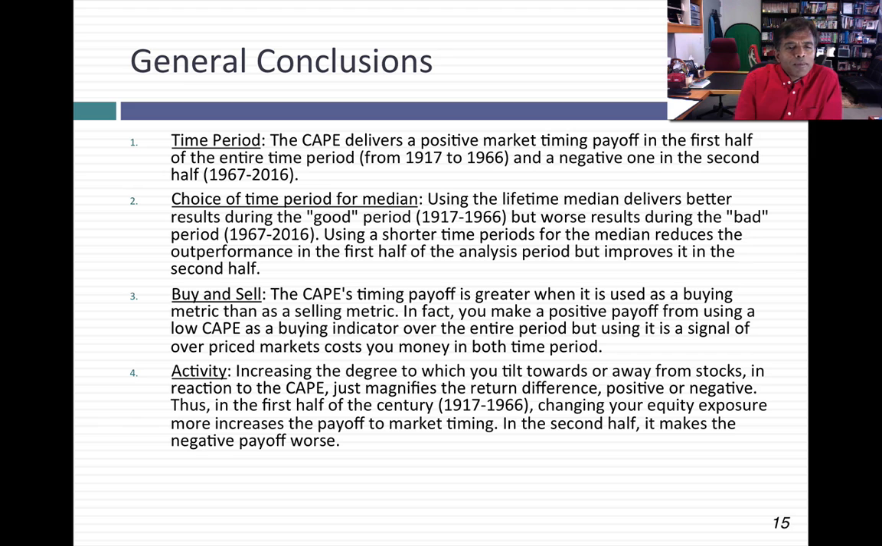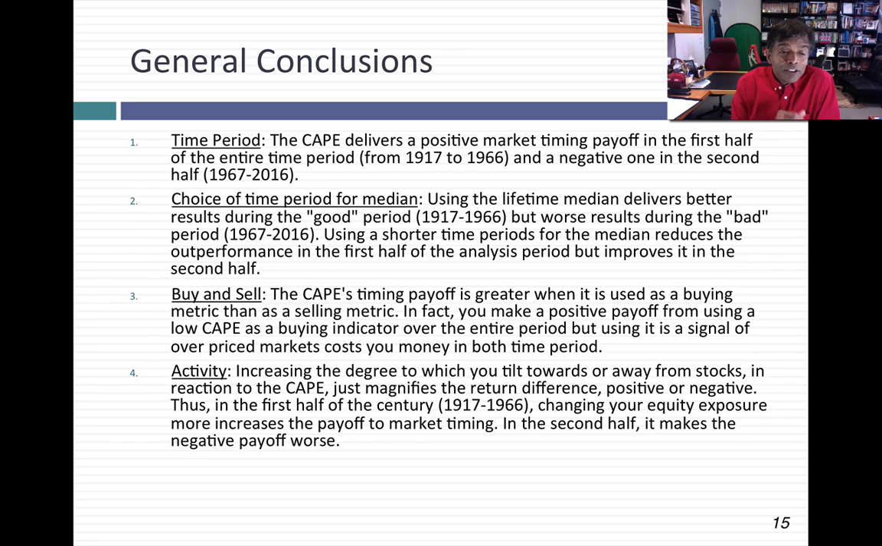And using a shorter time, say 25 years, reduces my outperformance in the first half but improves it in the second half. In other words, it just magnifies whatever problems I had. So using a lifetime magnifies both the good side and the bad side. Using a shorter time period reduces both the bad and the good.